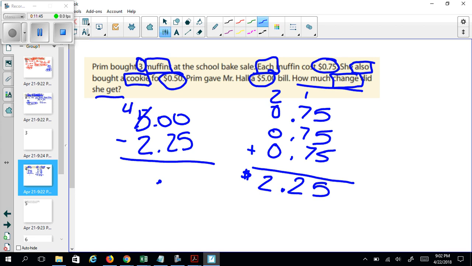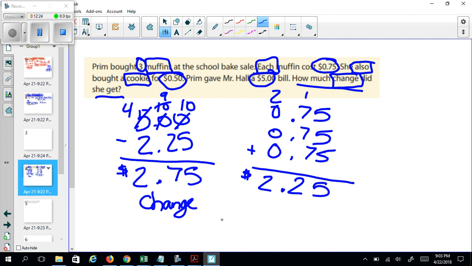So I need to borrow from the $1 to give to the tens place. So this is my 10 cents. So these are how many dimes I have. And right now I have 10 dimes. But I still need to have pennies here so that I can take away 5 pennies. So the 10 becomes a 9. 0 becomes a 10. So 10 minus 5 is 5. 9 minus 2 is 7. So I have 75 cents. So now I'm doing $4 minus $2. So 4 minus 2 is 2. So this is how much change that she should get back.